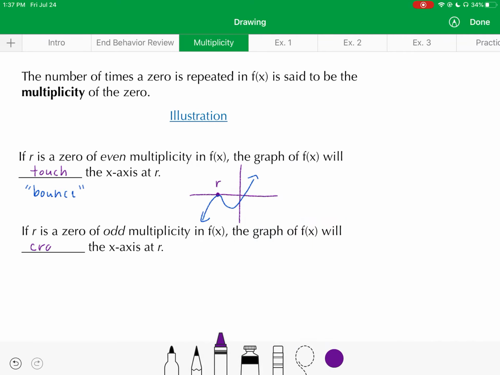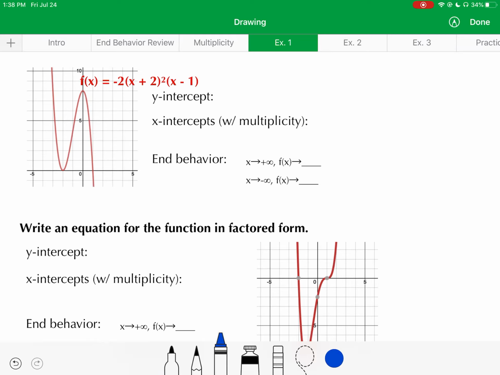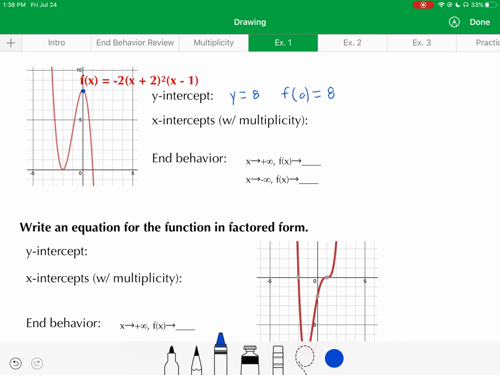All right, so moving forward into some examples here. At the top, I have both the graph of a function as well as its equation, okay? And we're going to identify the intercepts of the function as well as the end behavior, okay? So your y-intercept, you can reason out one of two ways. You can look at the graph, and I can see that it's at 8, so y equals 8. Or you could have used the equation and evaluated it at x equals 0. That should also have given you 8.